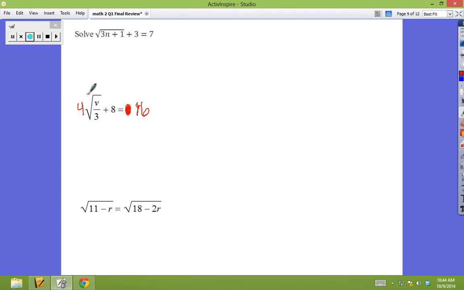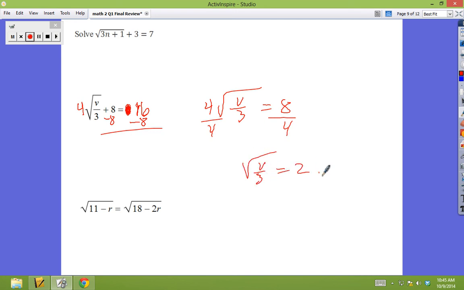So first, do everything outside of the square root. And you undo, add, and subtract first. So let's minus 8, minus 8. That is going to be 4 times the square root of v over 3 equals 8. Now ditch the 4. Divide 4, divide 4. So square root of v over 3 equals 2.